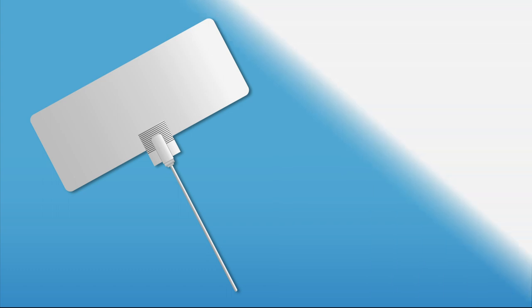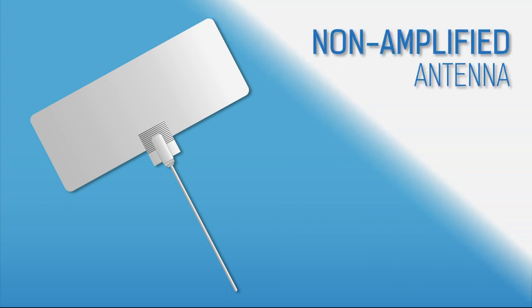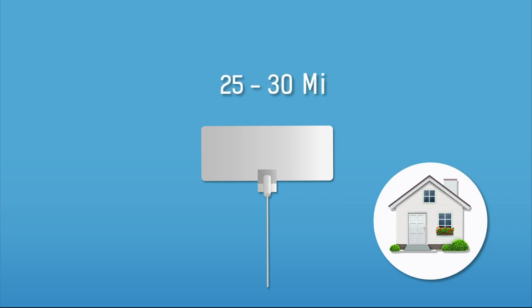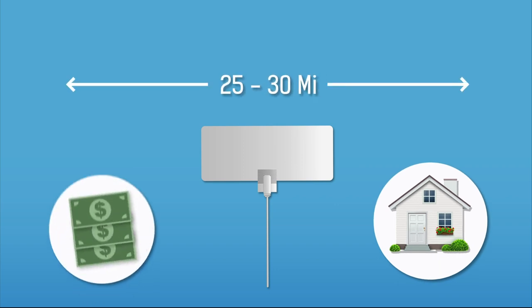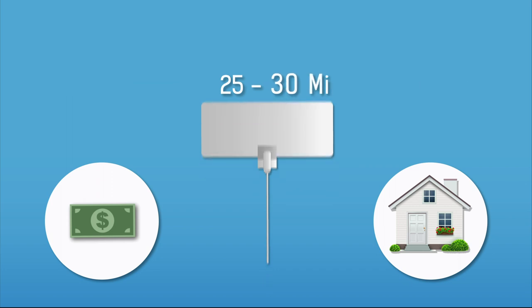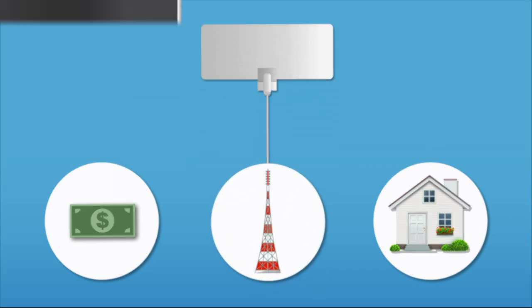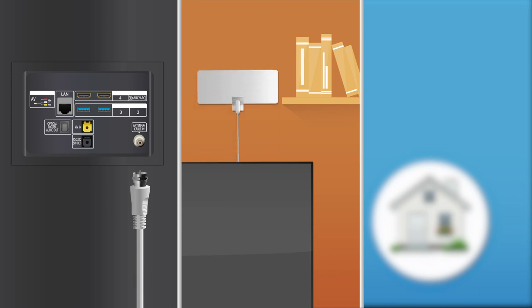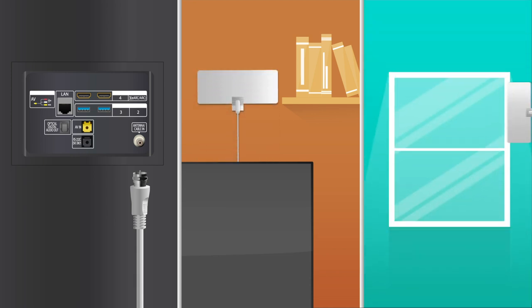So the first option you've got is the basic non-amplified type. These are generally going to be for indoor use and have a reception range of about 25 to 30 miles. They're the least expensive type, and they're a good choice if you live near a broadcast tower. They'll simply plug into the back of your TV, and you can mount them behind the TV or on a wall, or for the best reception, on an exterior wall or in the window.